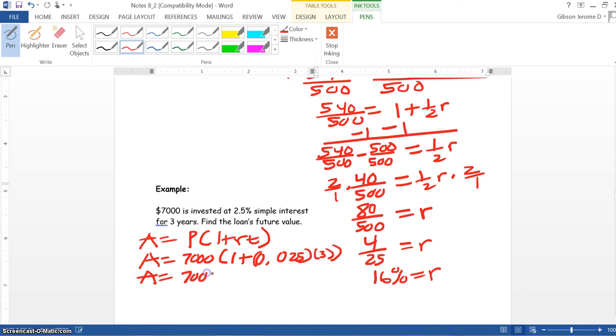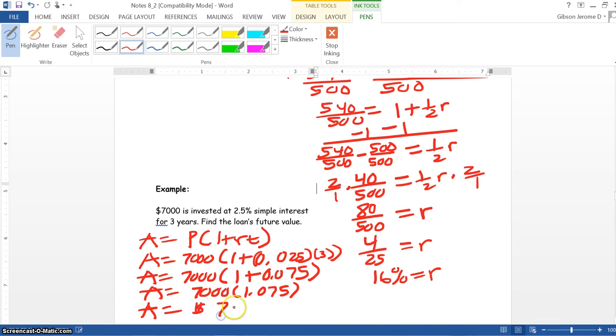So now we will have 7,000 times. Now we have to multiply inside the parentheses. So this will give us 1 plus 0.025 times 3, which is 0.075. And we know 1 plus 0.075 would give us 1.075. Now we will multiply these values, and our future value would be $7,525, and that will be our final answer.